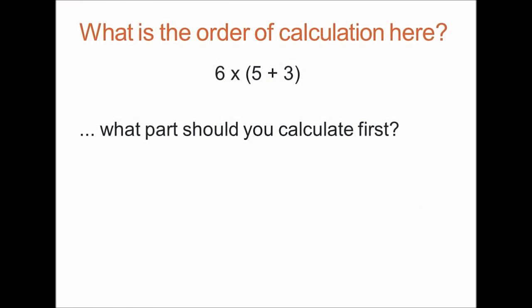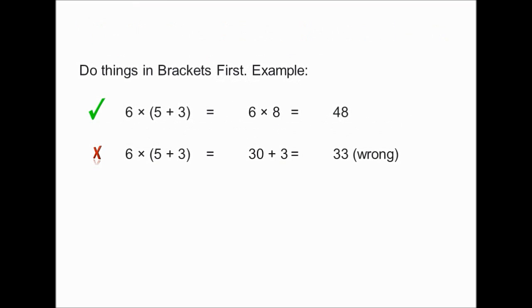So 5 plus 3 gets worked out first, and that means the answer is 48. If you ended up with 33, it would be wrong because 5 plus 3 is 8 times 6 is 48. But if you did 6 times 5, you're ignoring the brackets, and that is incorrect. So when you're working out formulas, you just need to be mindful of that.